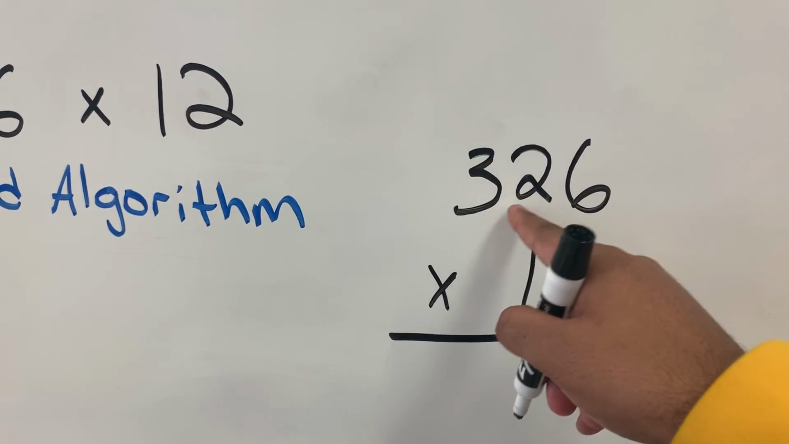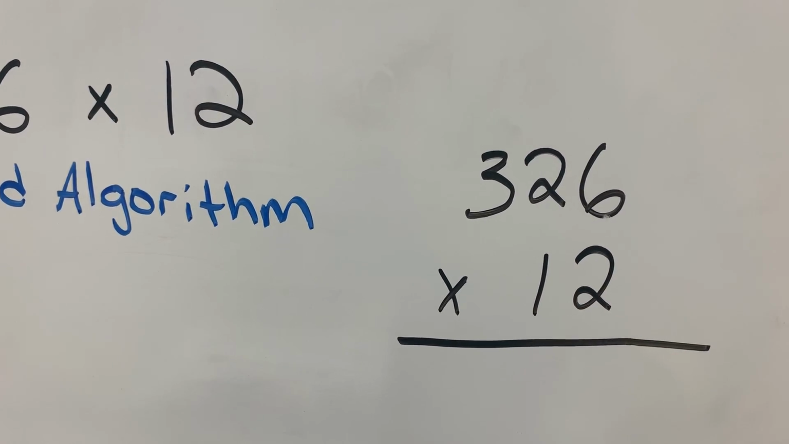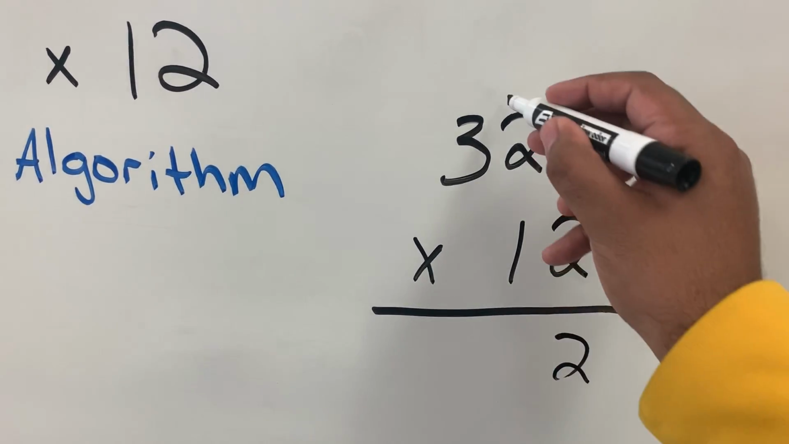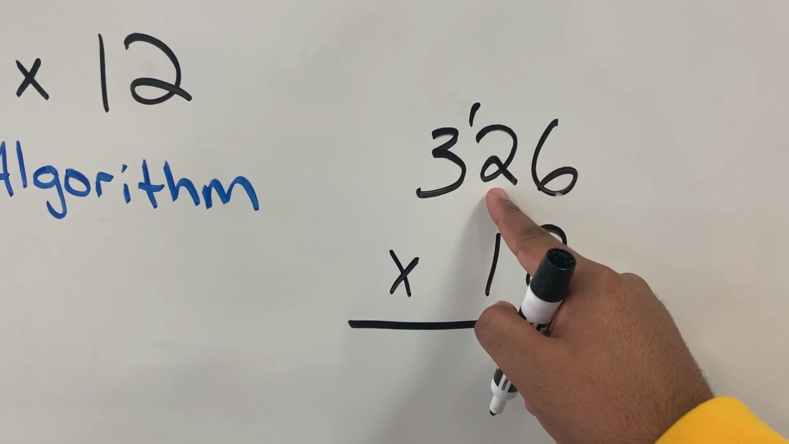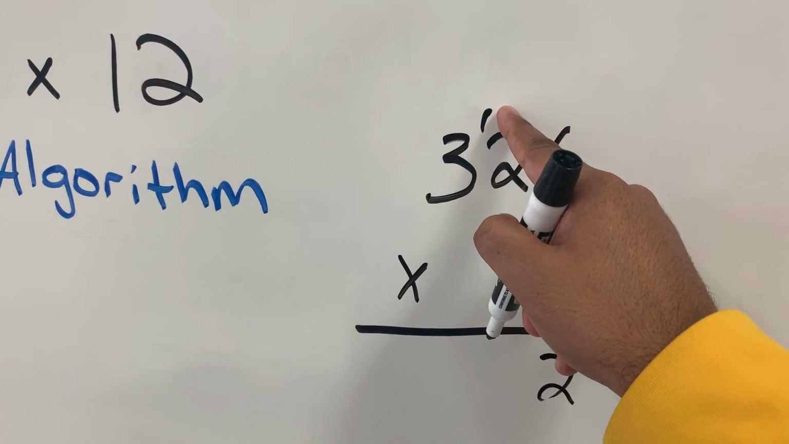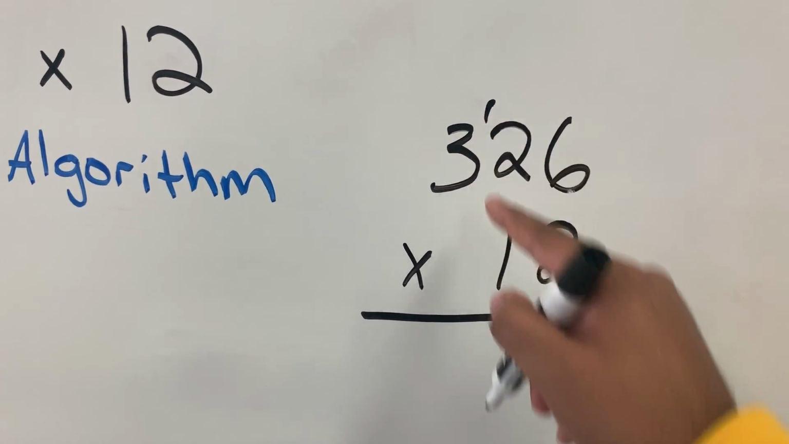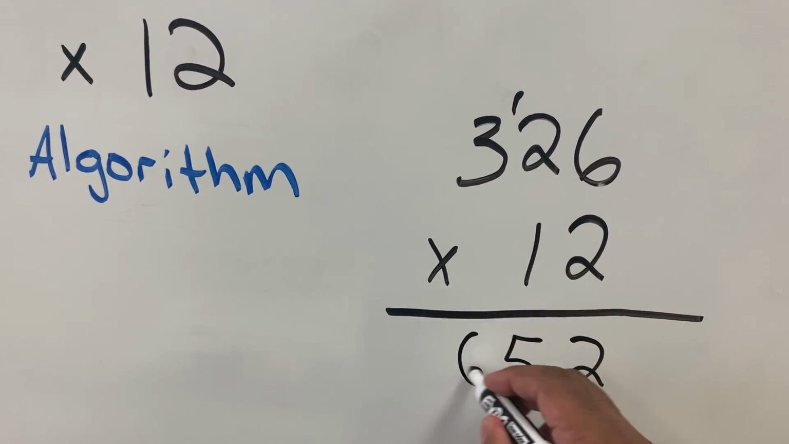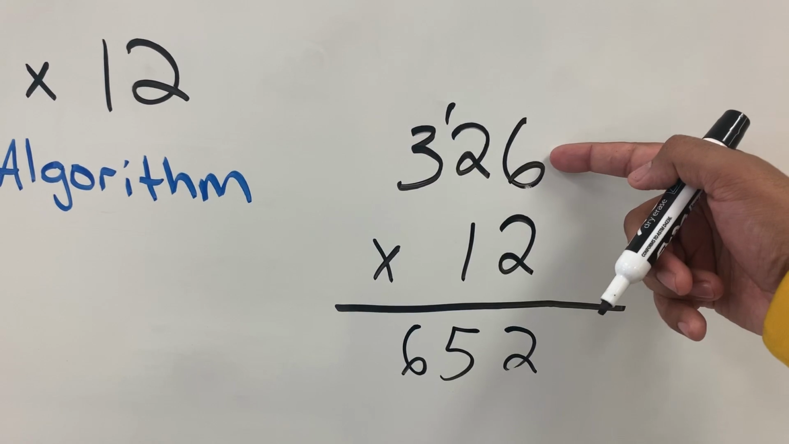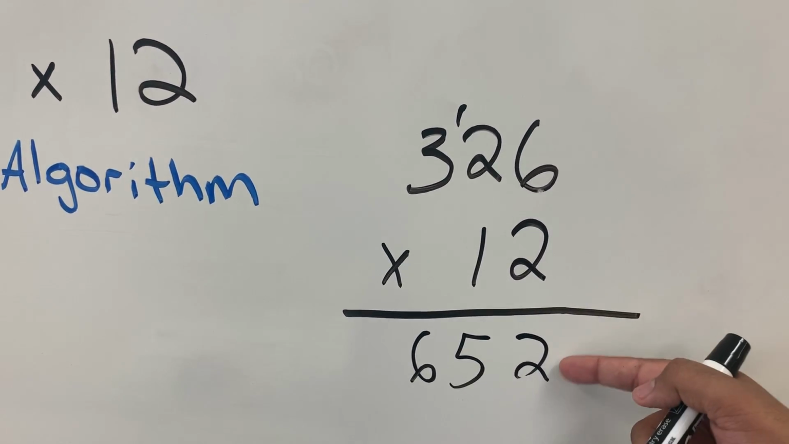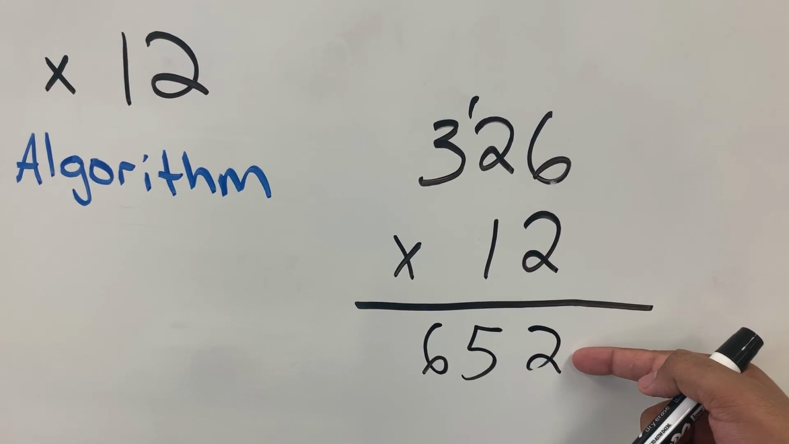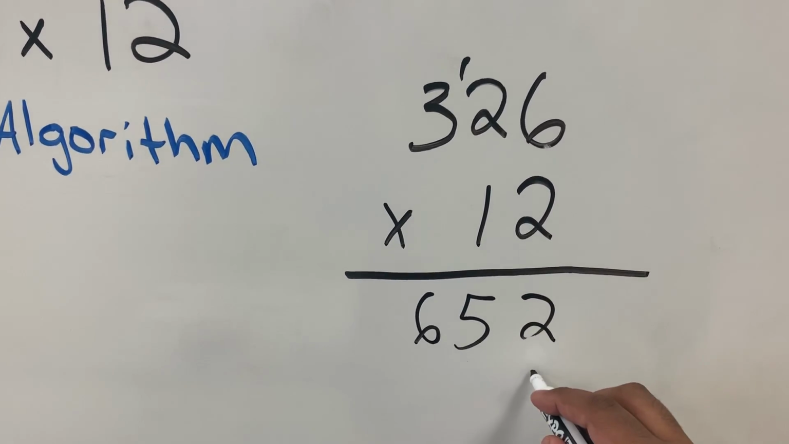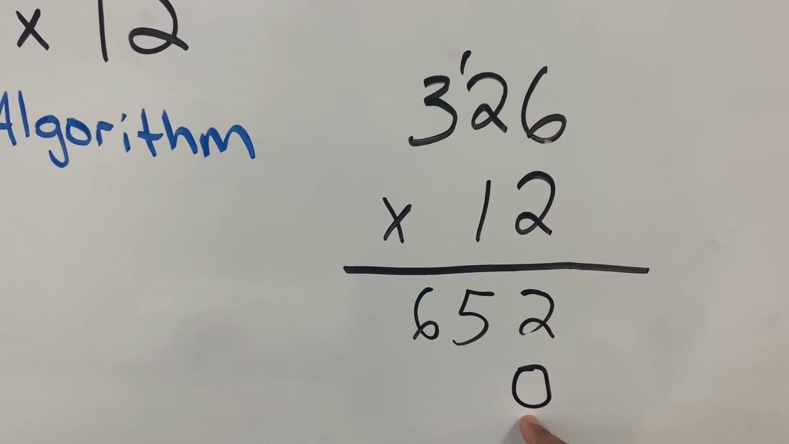So first I'm going to do 326 times 2. 6 times 2, of course, is 12. I'm going to regroup, carry that 2 over. 2 times 2 is 4 plus 1, which I regrouped. That's 5. 2 times 3 is 6. So 326 times 2 is 652. Now because I solved for my 1's value, I can put a 0 here. I don't need to solve for the 1's value anymore.